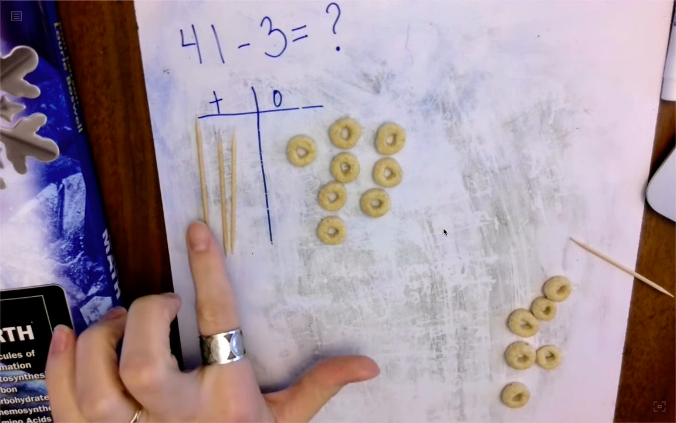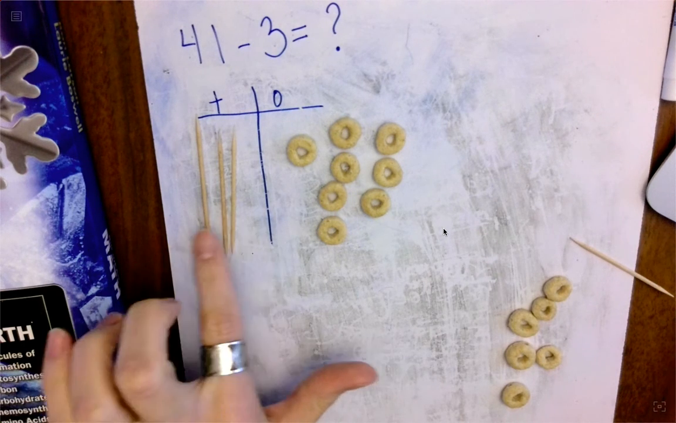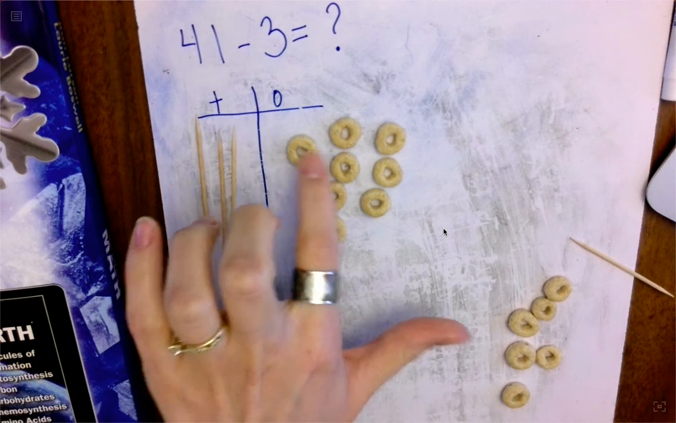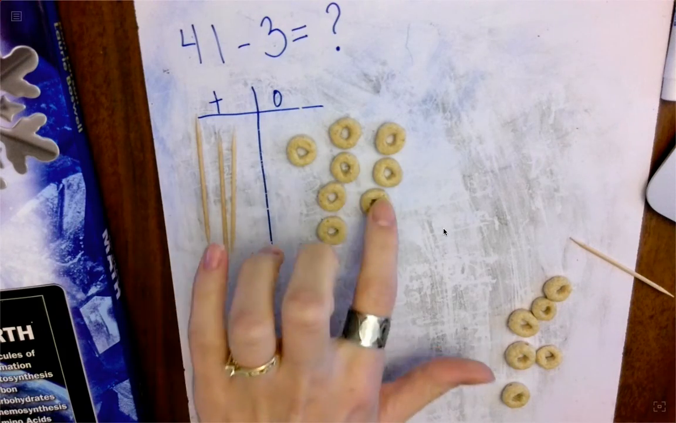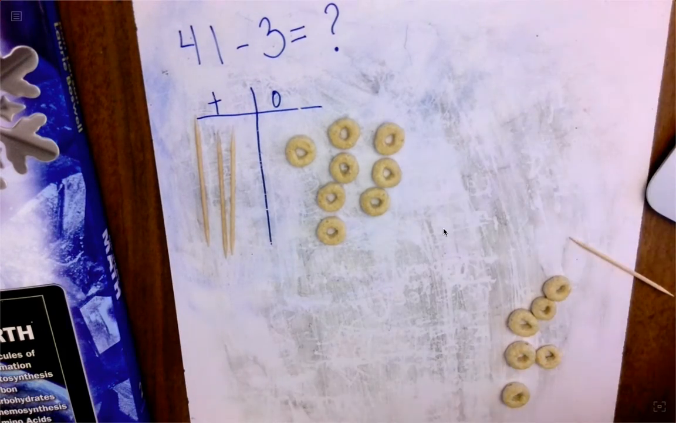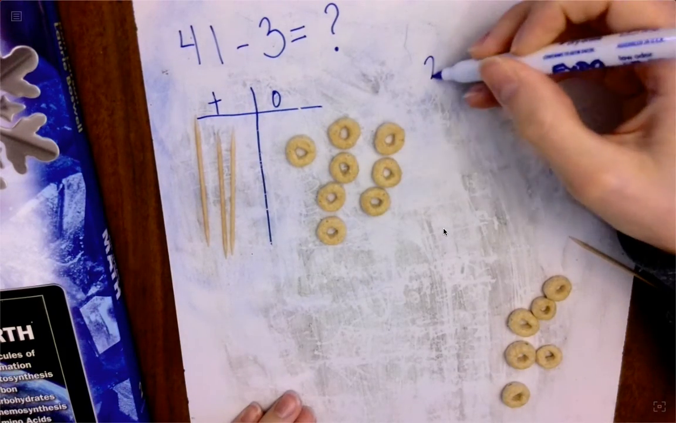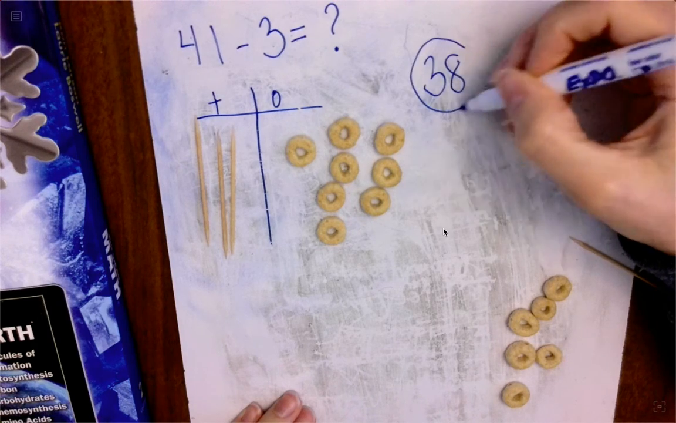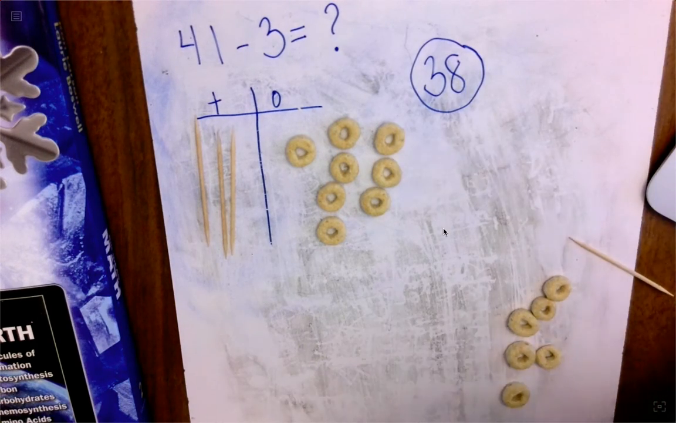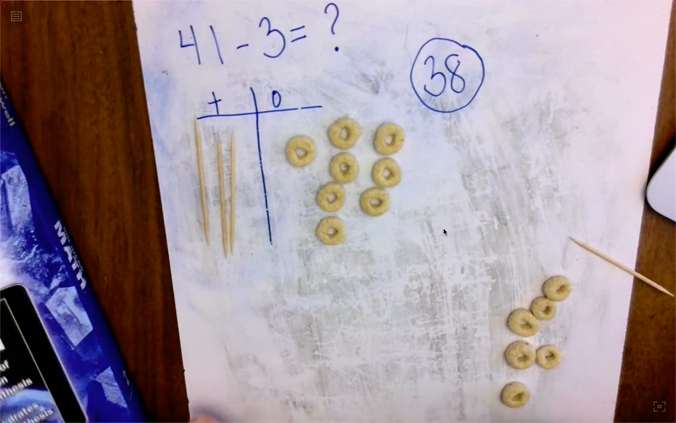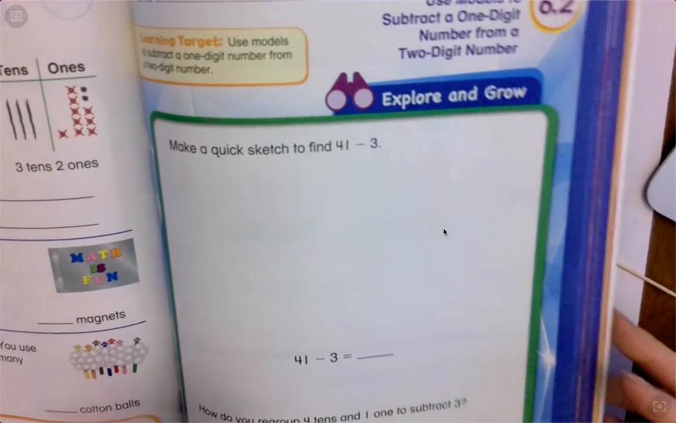So now I have 30. And then I have 1, 2, 3, 4, 5, 6, 7, 8. 30 and 8 is 38. Right? So we'll go back to here.